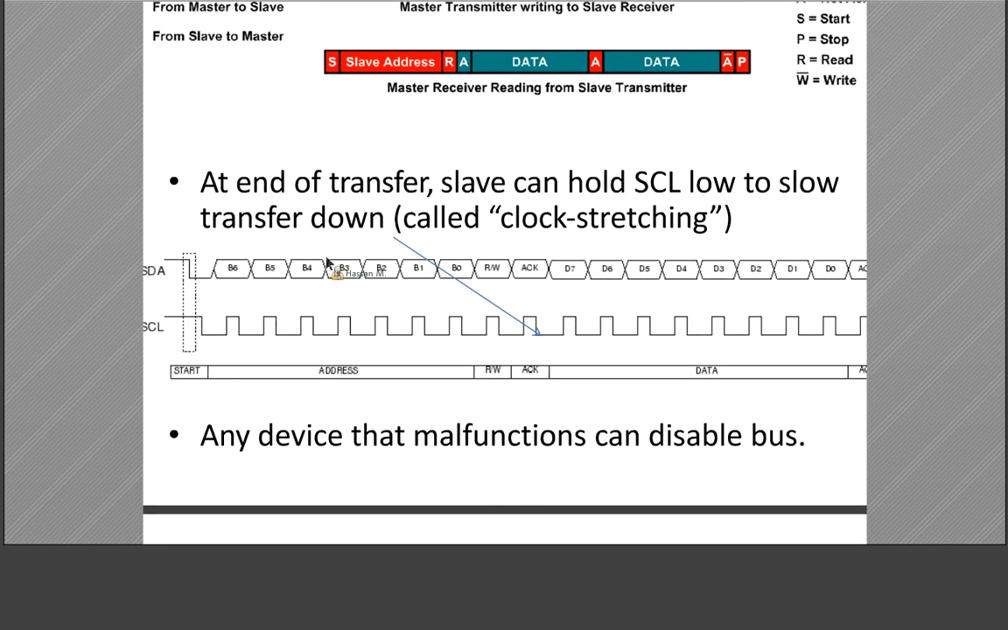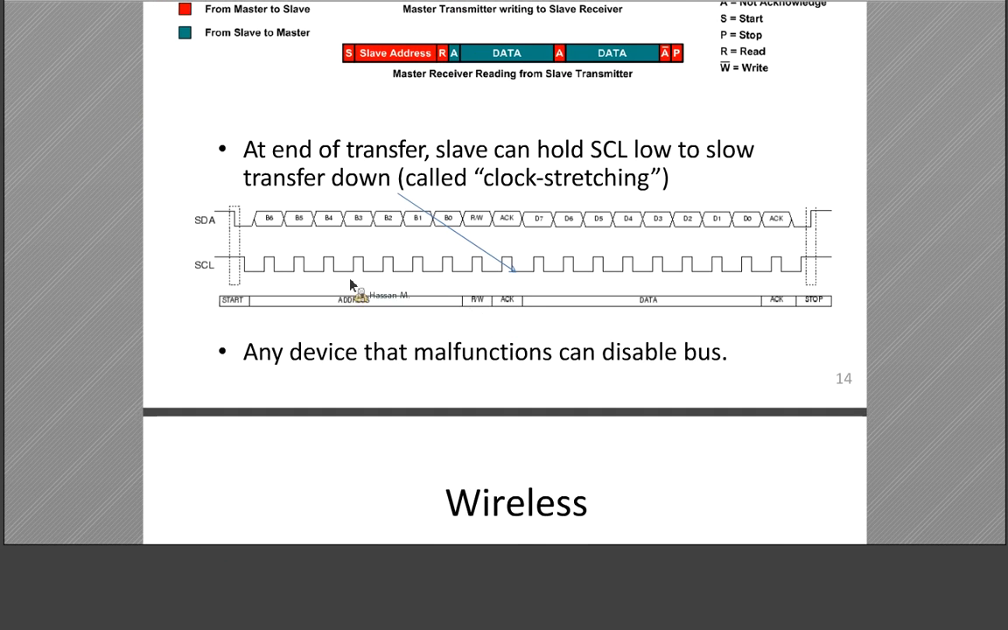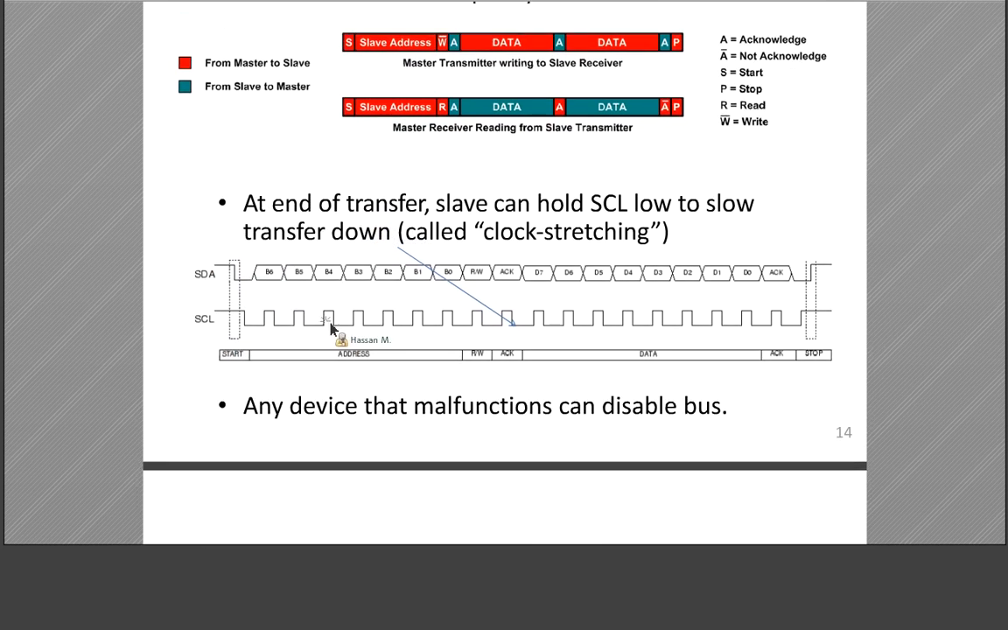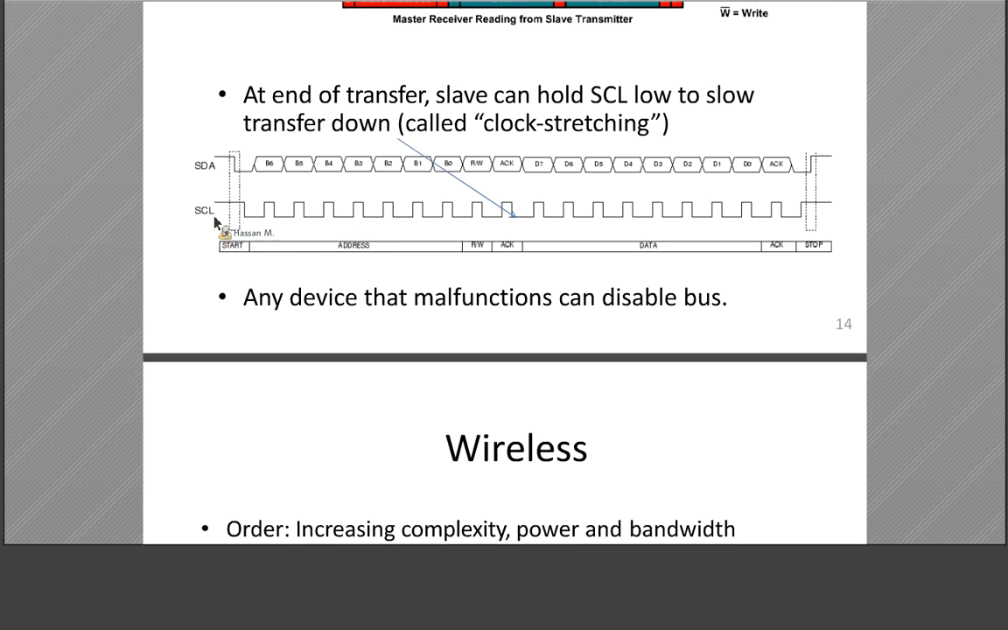Here in this view, SDA and SCL are high, which means idle mode. Then SDA goes low, which means start. This is the S, the start signal. Then SCL is clocked by the master: 0 1 0 1 0 1 0 1 0 1, etc.